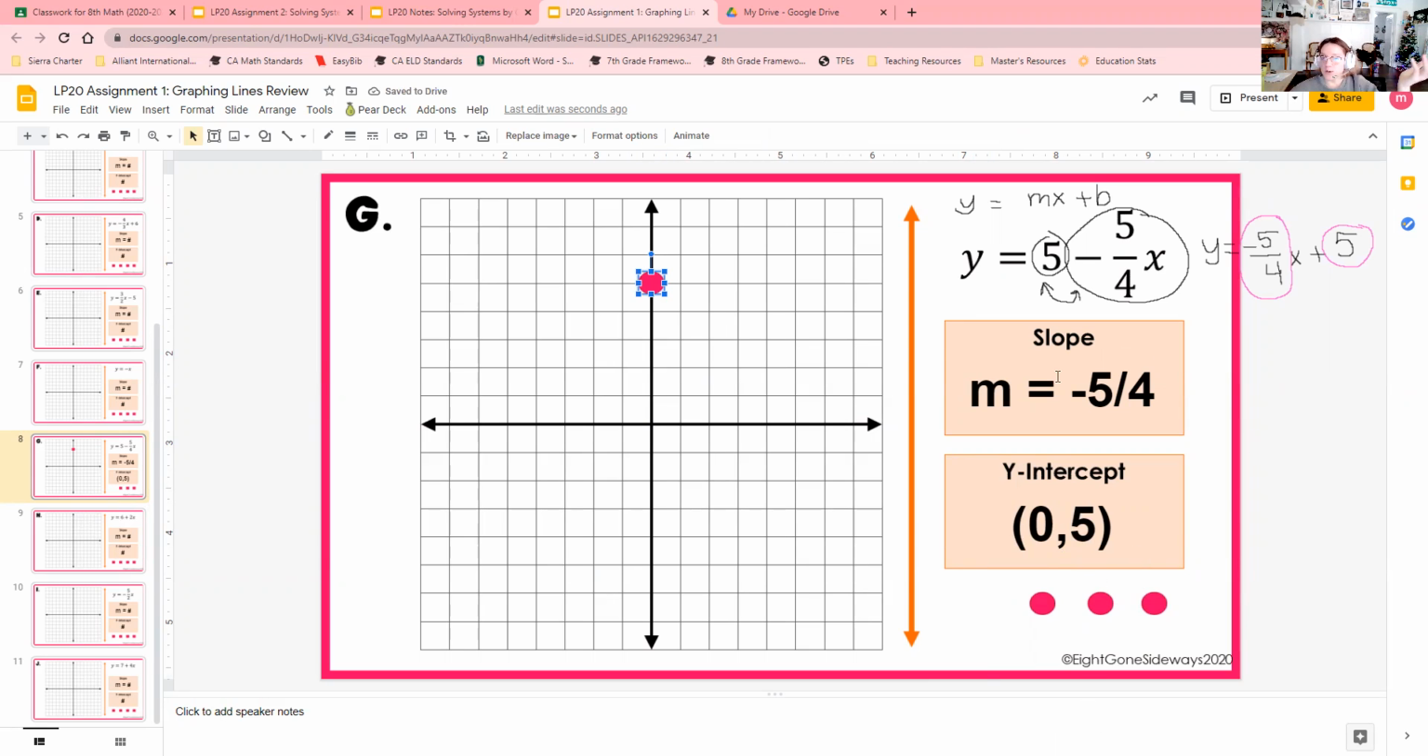Once we've placed our first point, now we're just going to follow and use our slope to graph the rest of it. So it's down 5 over 1, 2, 3, 4. Boom. We're going to go ahead and do that one more time. We're going to go down 1, 2, 3, 4, 5, and over 1, 2, 3, 4.